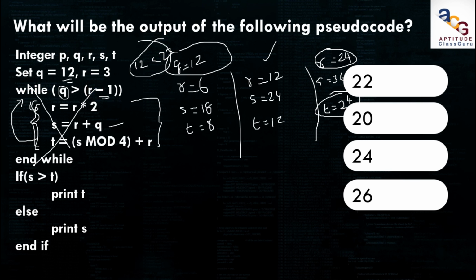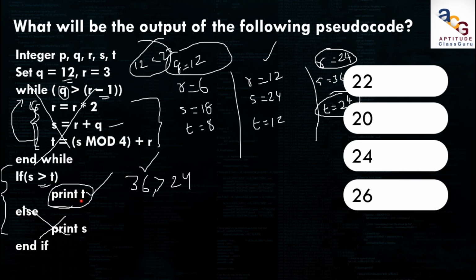So after 3 iterations, the loop was terminated, and he has given some instructions. If s is greater than t, what is the value of s now? It is 36. And what is the value of t now? It is 24. So if s is greater than t, yes, s is greater than t is true, then you have to print t, and the else part will be skipped. So what is the value of t? 24. So the answer is 24.